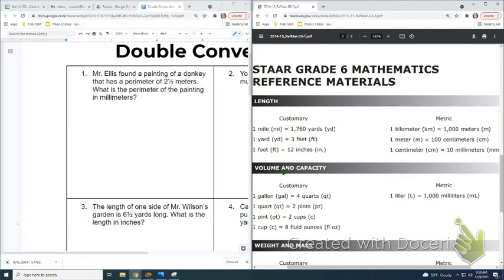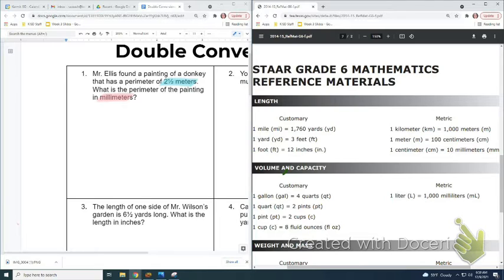So today we're going to be working on double conversions, which is where we take what we learned yesterday using the reference sheet to make a conversion, and we have to do it twice, which means that we're going to need two ratio tables. So let's look at this first example on our worksheet. Mr. Ellis found a painting of a donkey that has a perimeter of 2.5 meters. What is the perimeter of the painting in millimeters?